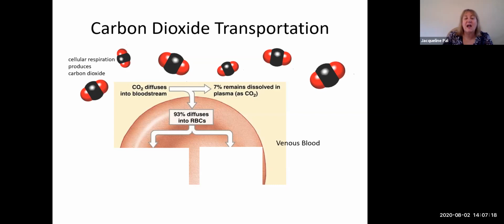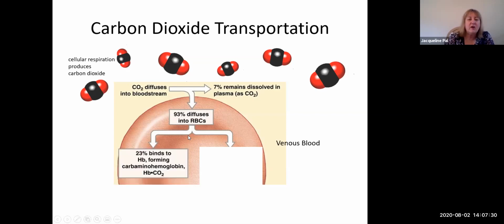So, which means there's 93% that's not going to stay in the plasma, but is going to move into the erythrocyte in the venous blood. Now, 23% of it is going to bind to hemoglobin. It does not bind to the iron in the middle of the globin. It binds someplace totally different.